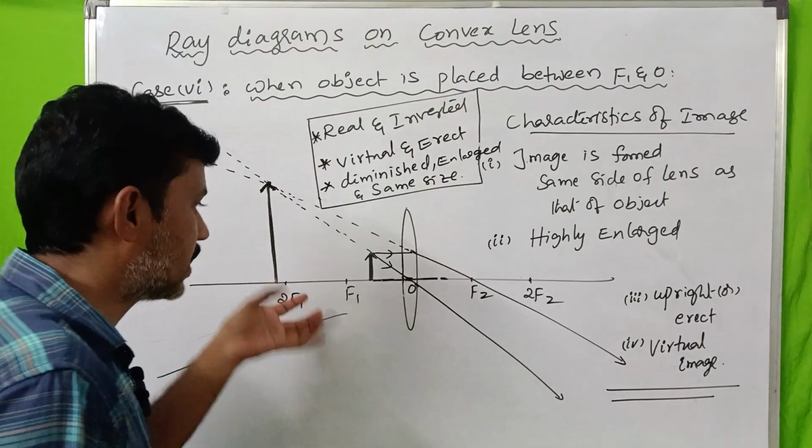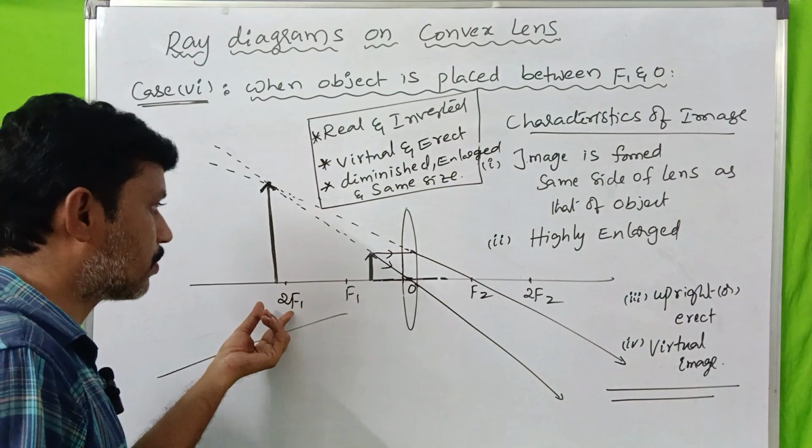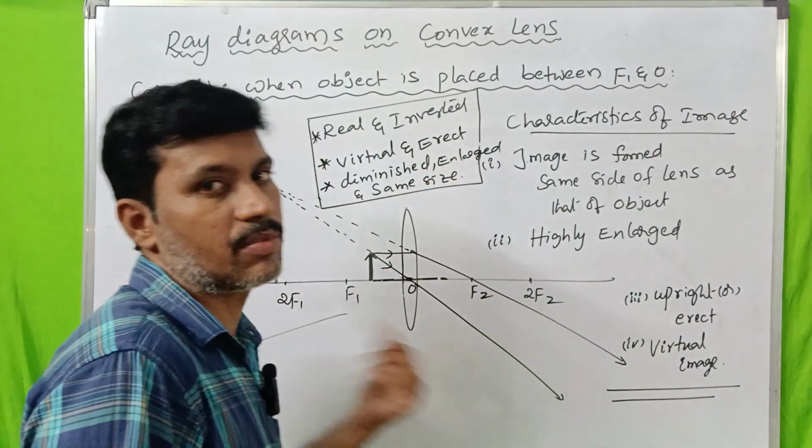When object is placed at exactly center of curvature, that means 2F1, image is formed at 2F2, same size.